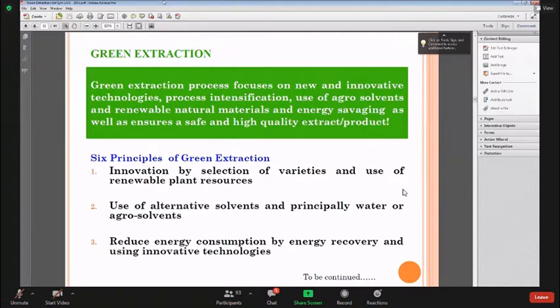Similarly, green extractions also focus on the use of alternative solvents, especially biosolvents, which are biodegradable, principally water and agro-solvents such as ethanol. Similarly, we can use fatty acid methyl esters as extraction solvent. We can use different essential oils, terpene oils. We can use glycerol as a green solvent. Green extractions also focus on reduction of the energy consumption by energy recovery. Especially, we can recover the energy, and this energy can be reused.